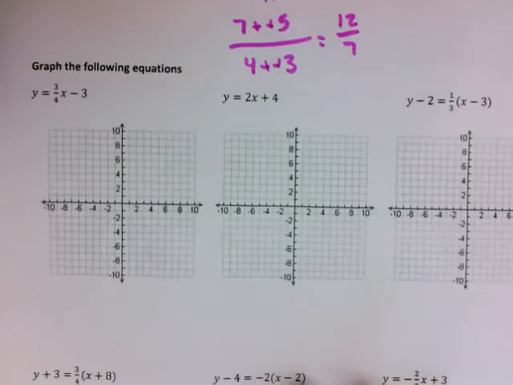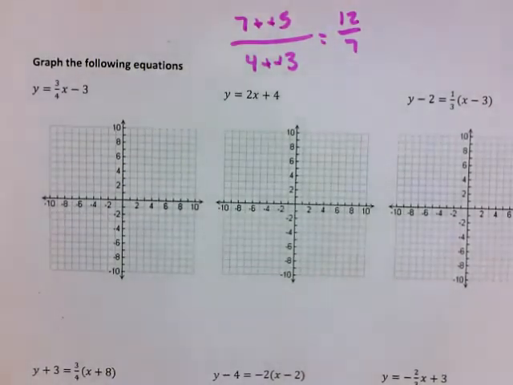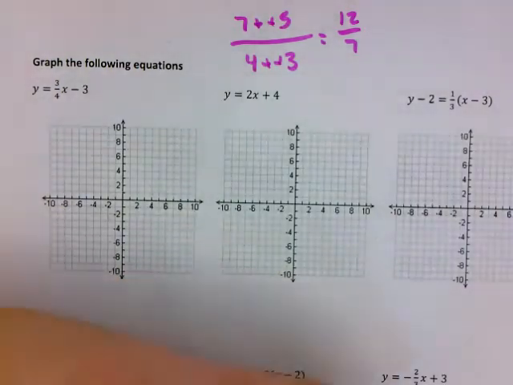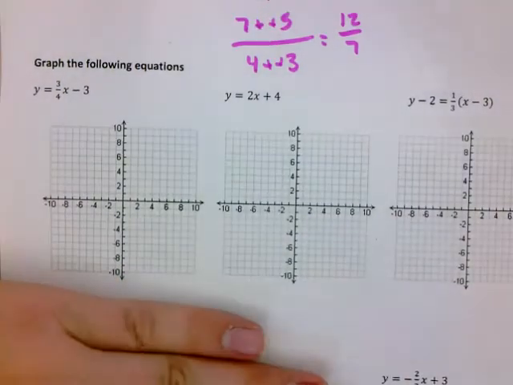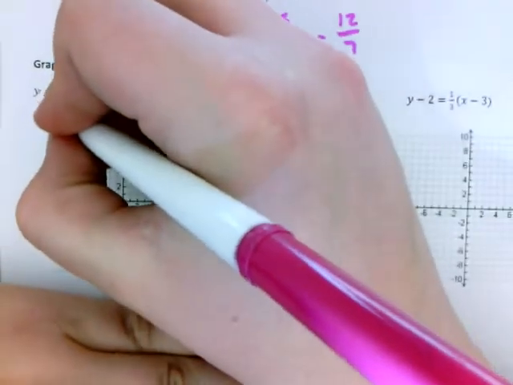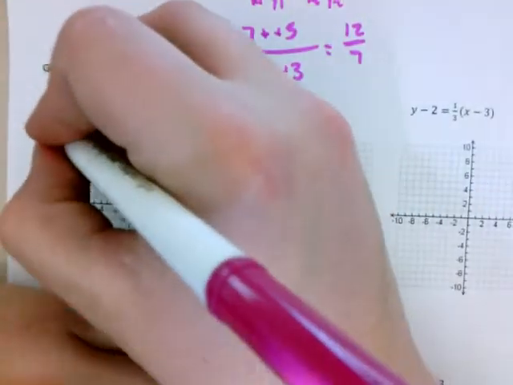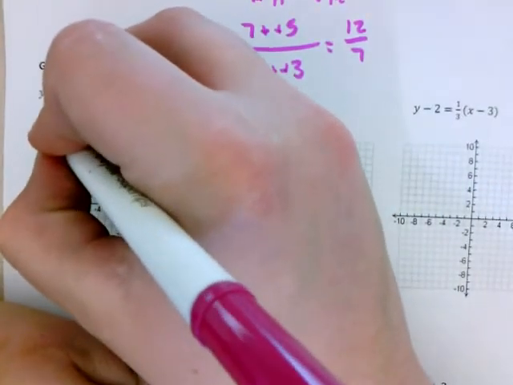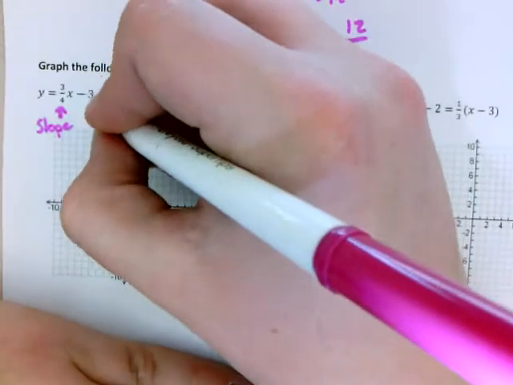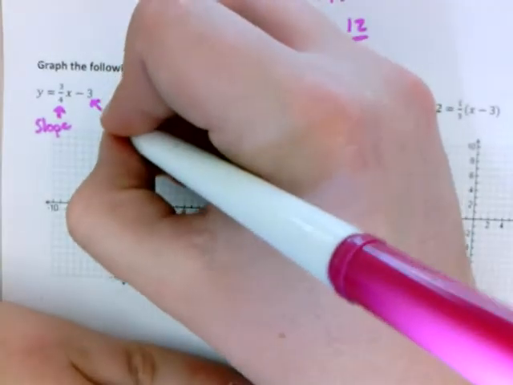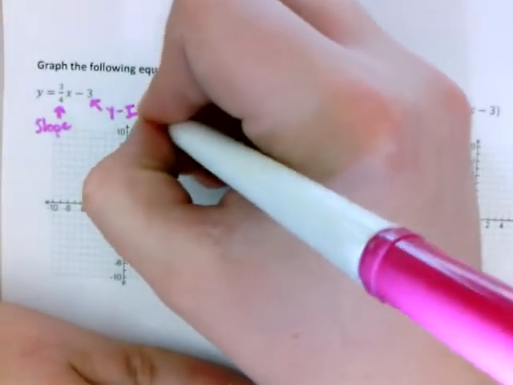Alright, now graphing lines. These might look complicated, but they become a lot easier once you realize what these numbers mean. So this thing is our slope. Remember, this is our rise over run. This thing is our y-intercept. This is where we begin.